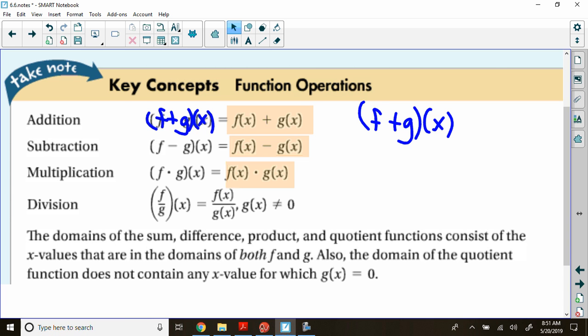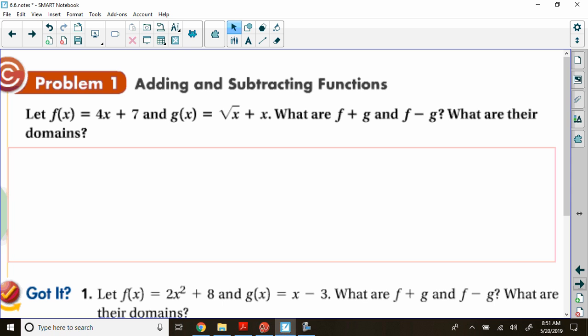Okay. So, problem number 1, they have f of x as 4x plus 7, and g of x is the square root of x plus x. Those are kind of interesting functions. And they're asking you, what are f plus g, and what are f minus g, and what are their domains?